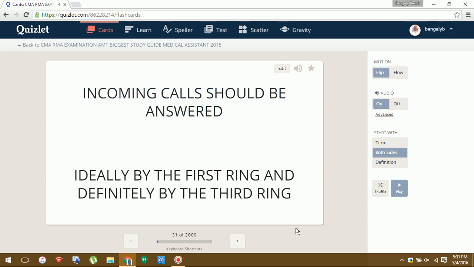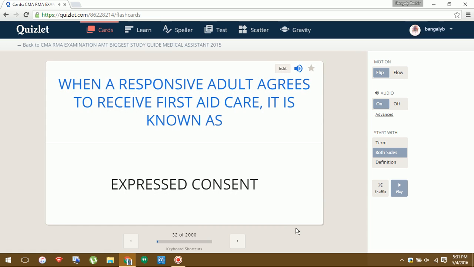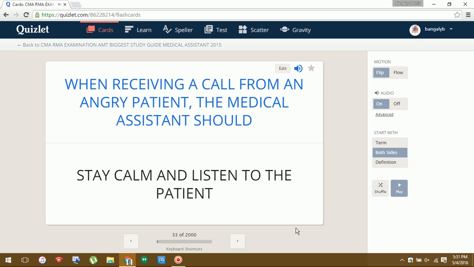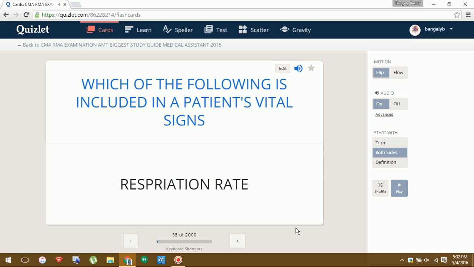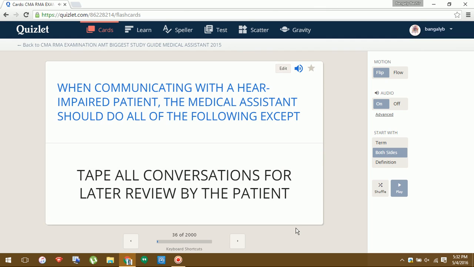Incoming calls should be answered, ideally by the first ring and definitely by the third ring. When a responsive adult agrees to receive first aid care, it is known as express consent. When receiving a call from an angry patient, the medical assistant should stay calm and listen to the patient. Screening or triaging incoming calls is a method of prioritizing the urgency of calls. Which of the following is included in a patient's vital signs? Respiration rate. When communicating with a hearing-impaired patient, the medical assistant should do all of the following except tape all conversations for later review by the patient.